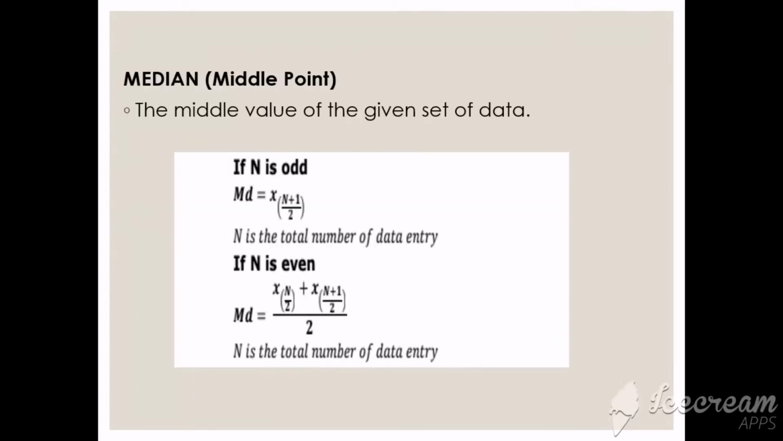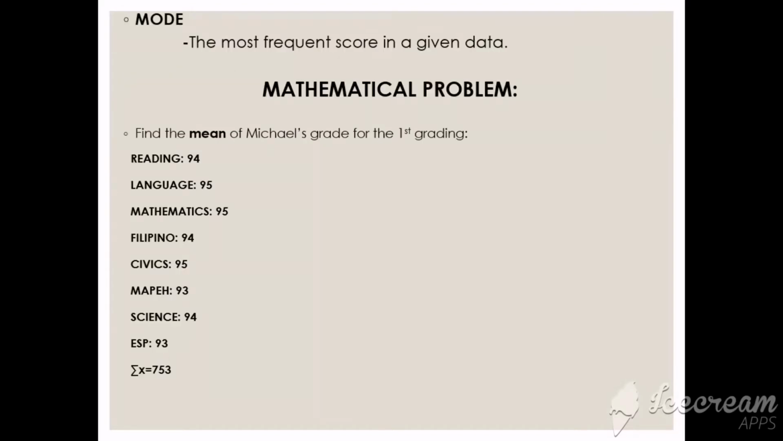Next one is the median, or the middle value of a set of data. Next one is mode, or the most frequent score in the given data. So we are going to proceed with the mathematical problem by applying the formulas given above.